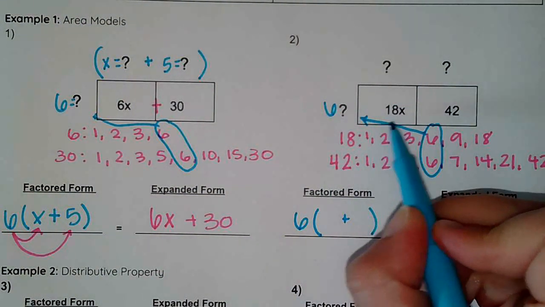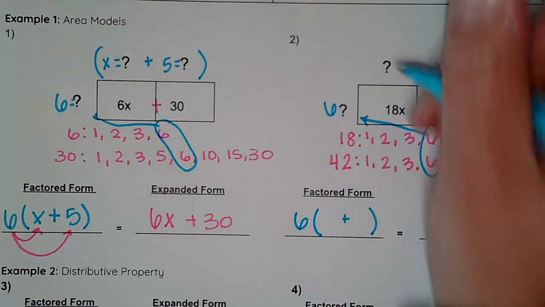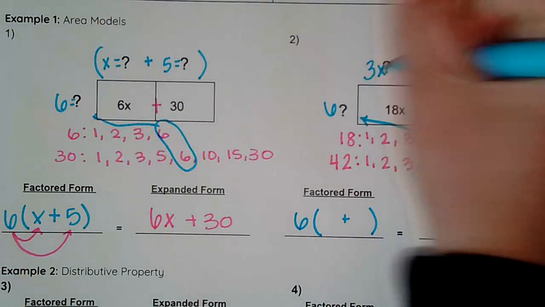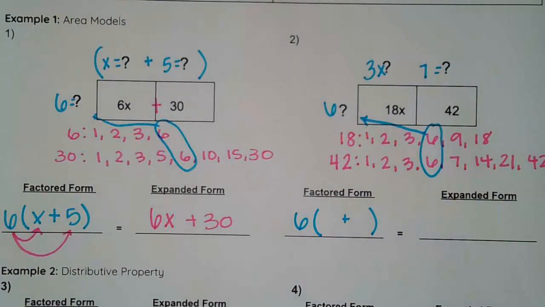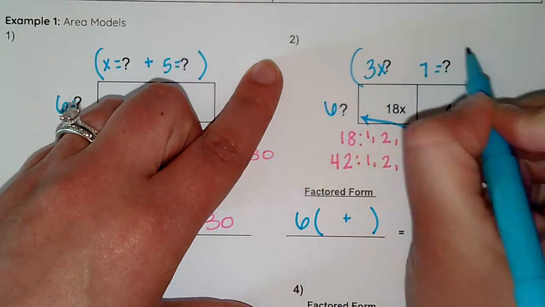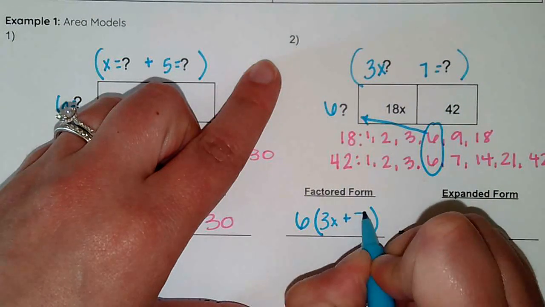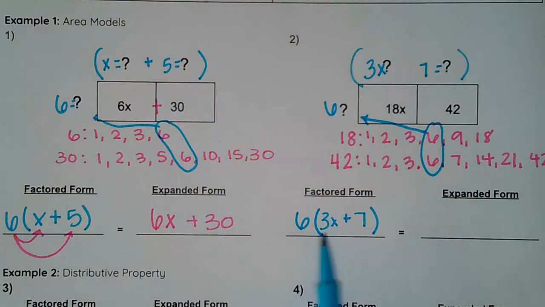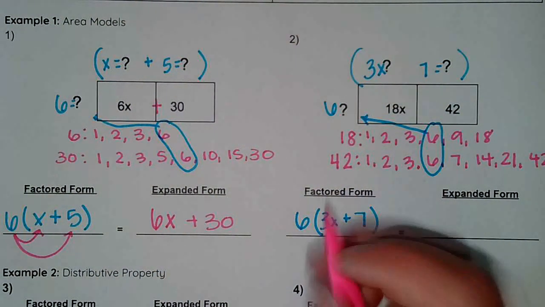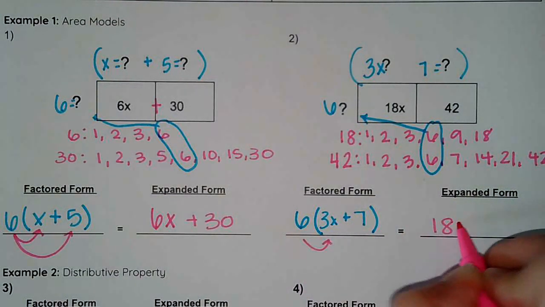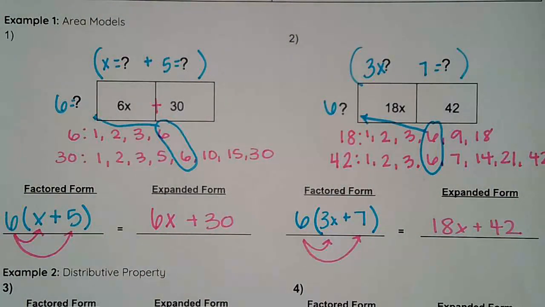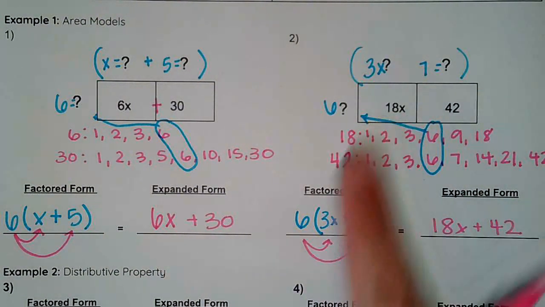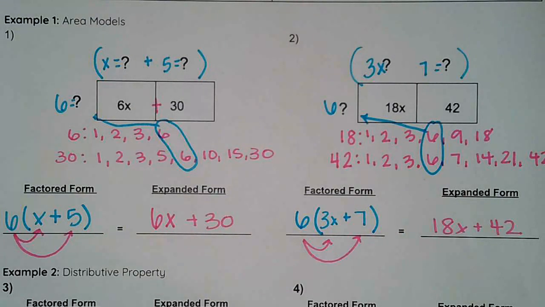Now, 18x divided by that 6 will leave me with 3x. 42 divided by that 6 will leave me with 7. So inside my parentheses, I have 3x plus 7. Now to check my work, 6 times 3x is 18x, and 6 times 7 is 42. This matches my inside, so we're good to go. Let's try two without the area models.